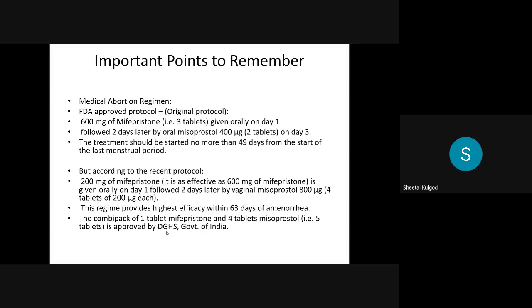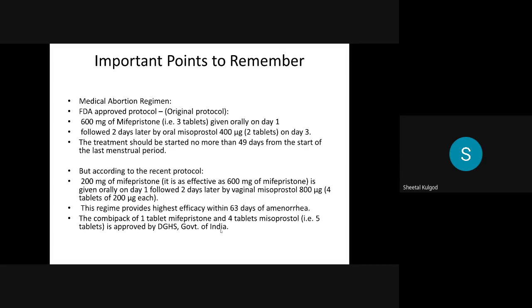It comes in the form of a combi pack, and there are a lot of commercially available packets with brand names like Unwanted and many other brands. The combi pack has 1 tablet of mifepristone and 4 tablets of misoprostol. So totally there are 5 tablets.